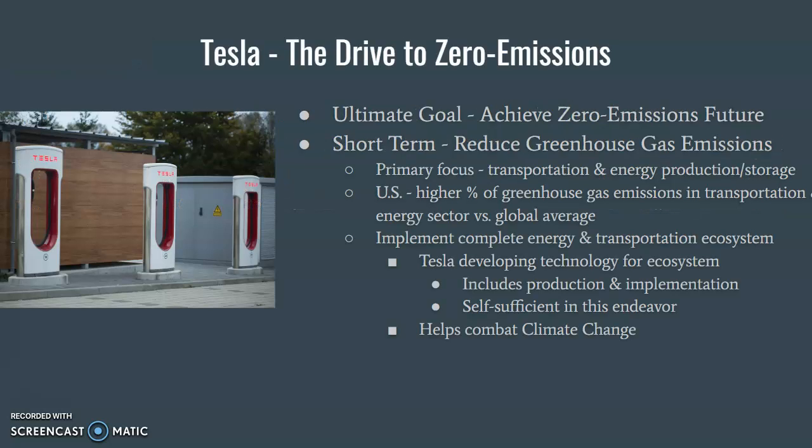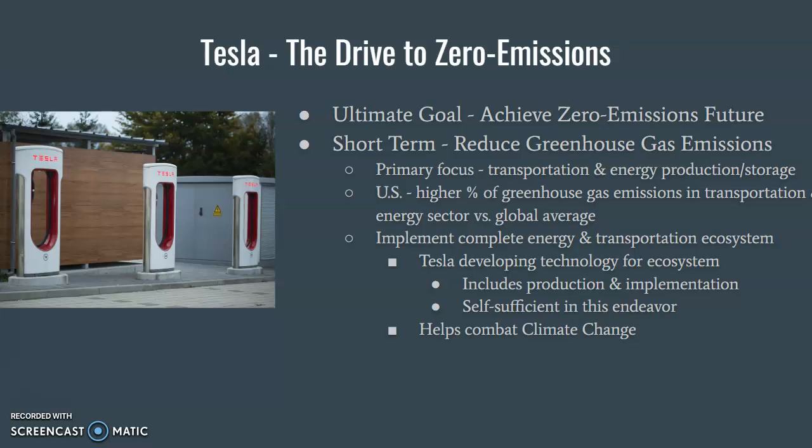We've labeled this Tesla, the drive to zero emissions. The ultimate goal would be to achieve zero emissions in the future, but the short-term goal to accomplish in the next 9 to 12 months would be to reduce greenhouse gas emissions. The primary focus would be transportation and energy production and storage. This would have to do with the proper disposal of the Tesla batteries, as well as the factories building the cars, the assembly lines.